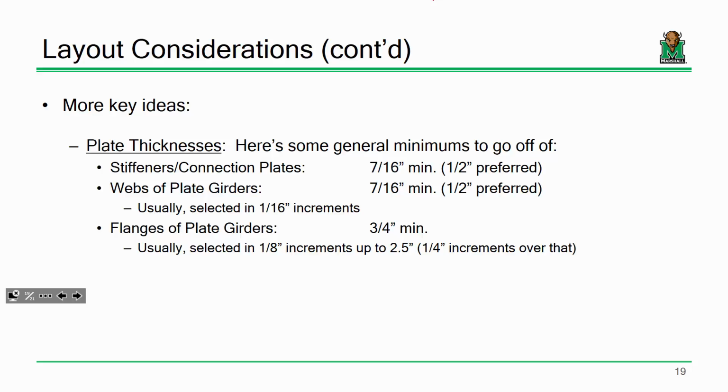Webs, because webs take up a lot of steel, usually your webs are selected in 1/16 of an inch increments, because you've got a web that's really deep. So that is a lot of steel, so maybe you want to look at 1/16 inch increments. Flanges are usually in 1/8 inch increments up to about 2.5 inches. Anything over that, you're going in 1/4 inch increments. Usually the minimum size flange that you'll see is 3/4. You usually won't see anything lower than that.